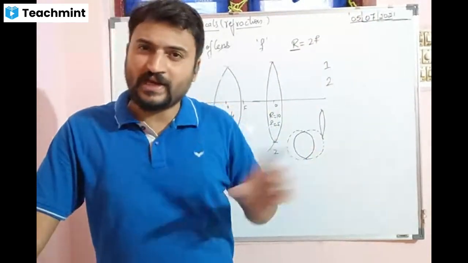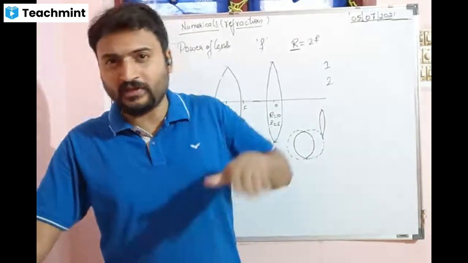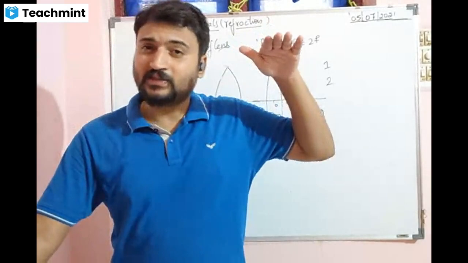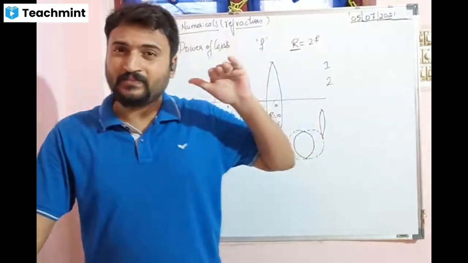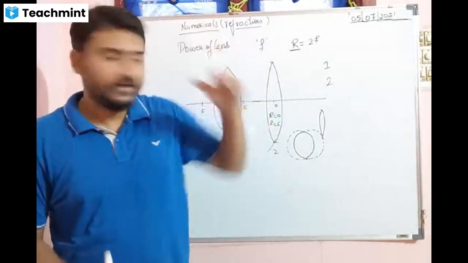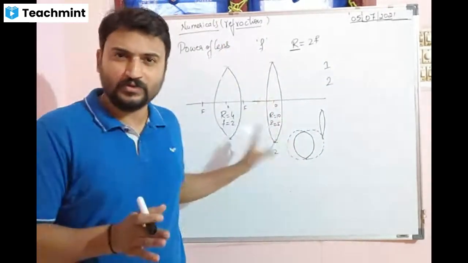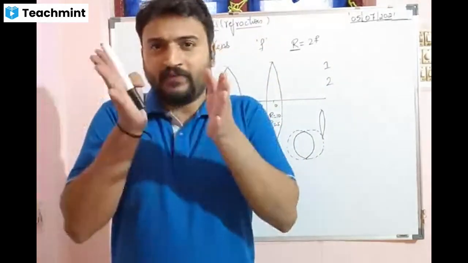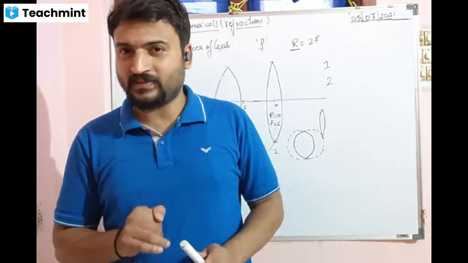Do you think these two are directly proportional or inversely proportional? As the focal length increases, does the power increase or decrease? You got logically confused. If the focal length keeps increasing, the lens keeps getting thinner. Isn't it? At least you understood this. If the focal length increases, the lens becomes thin. If it becomes thin, the power becomes less.